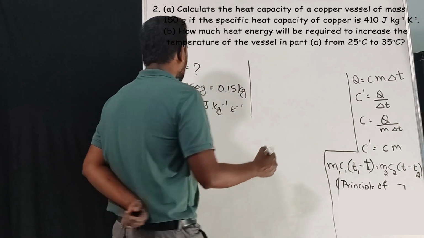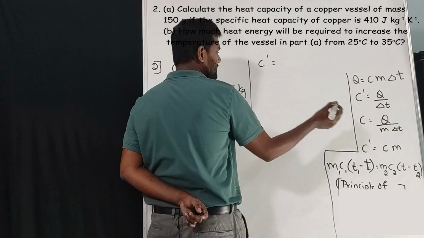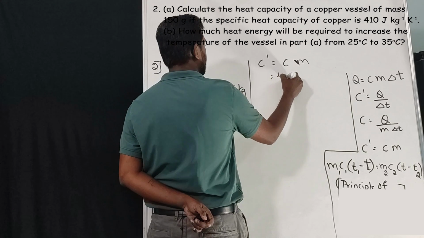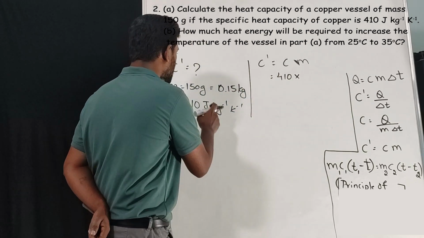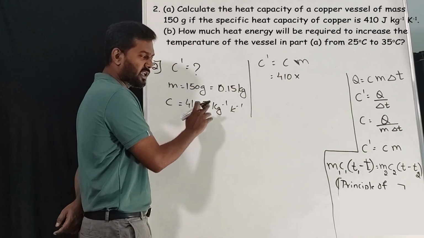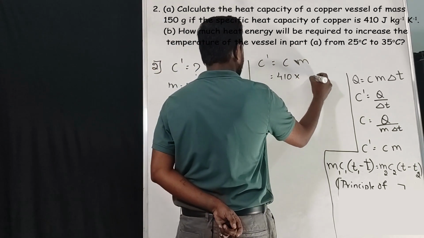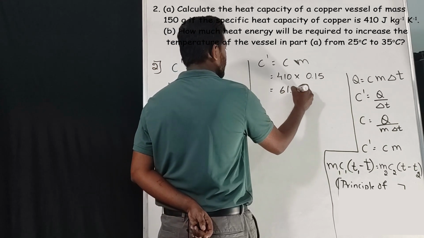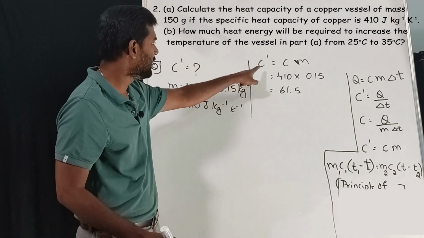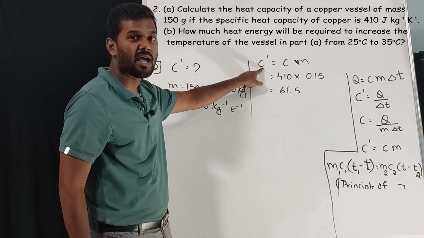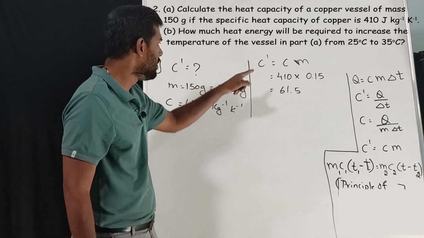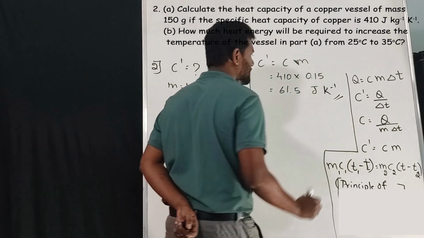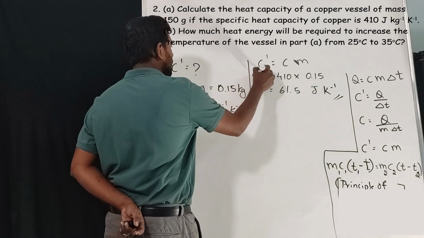Now we need to find C dash, that is nothing but Cm. What is C? That is 410. You don't have to write the unit because here also it is in kg and here also it is in kg. No need to worry about it. And mass is 0.15. The final answer will be 61.5. So what are we finding? C dash. What is the unit of C dash? This we have learnt in the beginning of this video. The unit of C dash will be joules per Kelvin. That's it. This is the answer for A.